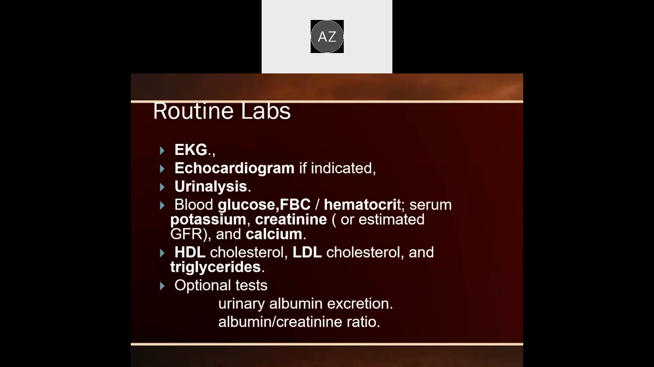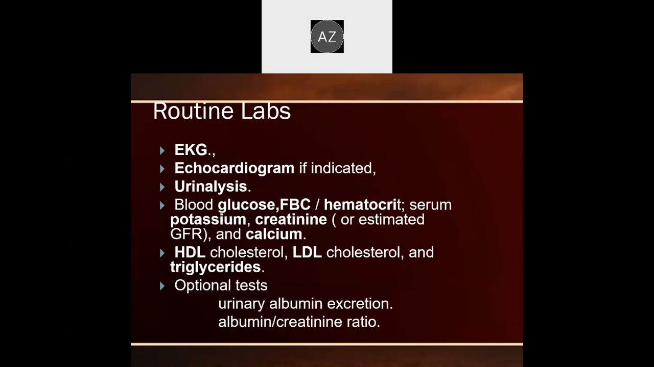So as a routine laboratory test, you need to check for the EKG. You need to check for the echocardiogram. It's like an ultrasound of the heart. Check for urinalysis. You're going to see the effect of hypertension on the kidneys. Check on blood glucose levels. Patients with unchecked or unmanaged diabetes mellitus, hyperglycemia, they complicate hypertension, or the other way around. You're going to have hypertensive patients complicated with diabetes mellitus.